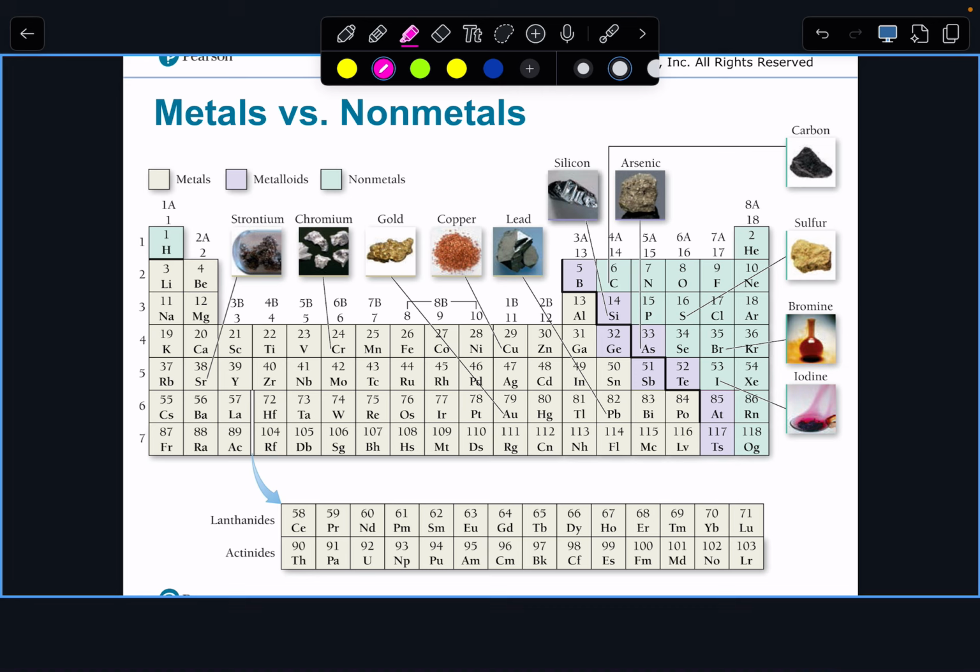So think of a chunk of charcoal that's pure carbon. It breaks really easily. It certainly doesn't conduct heat or electricity. It's going to burn up before it conducts any heat.